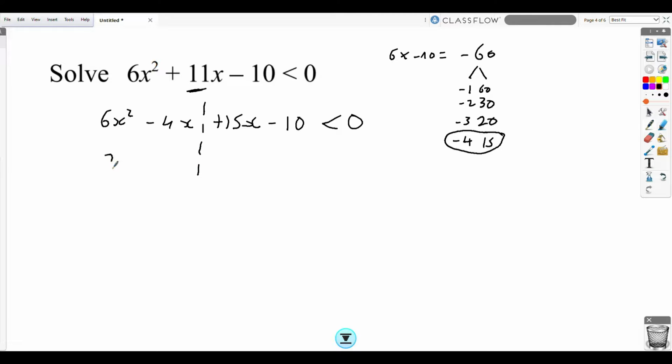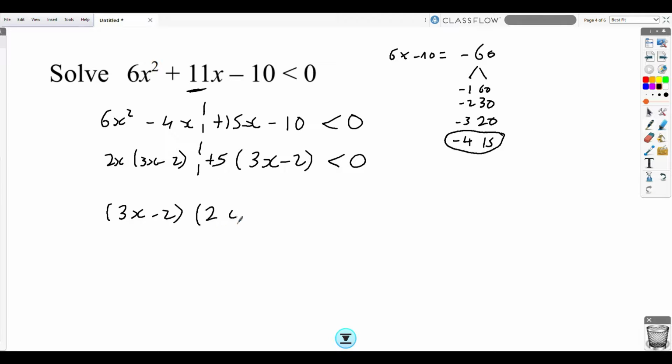I can take a 2x out and be left with 3x minus 2. I know I'm going to have the same bracket on this side. So in order to get that 3x minus 2, I must have taken out a positive 5. So one of my brackets is 3x minus 2, and then the other bracket is 2x plus 5. So once again, to solve both of these brackets, you set them equal to 0. So 3x minus 2 is equal to 0, x is going to be 2/3. And if 2x plus 5 is equal to 0, x is going to be minus 5 over 2.